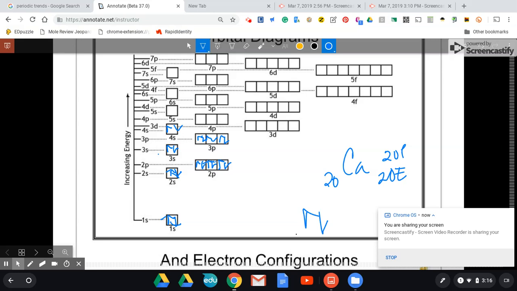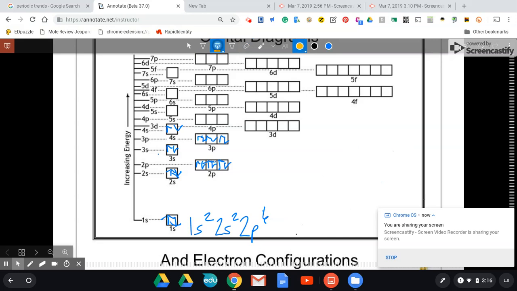Now, write your configuration based off this. So 1s2, 2s2, 2p6, 3s2, 3p6, 4s2. So that's how you do it. When you're doing this, that's the orbital diagram. When you're doing this, that's the electron configuration.